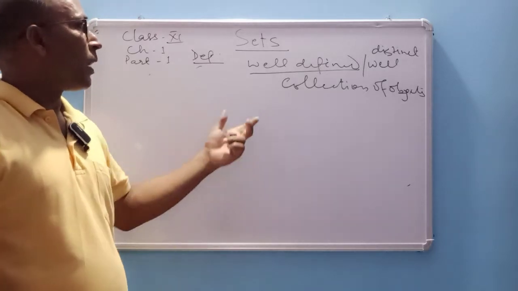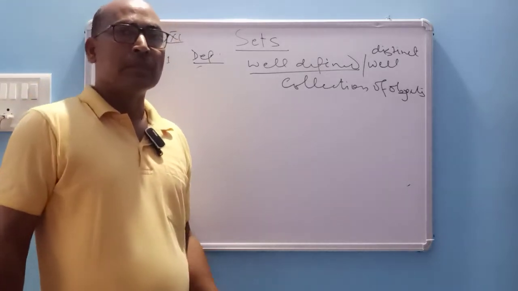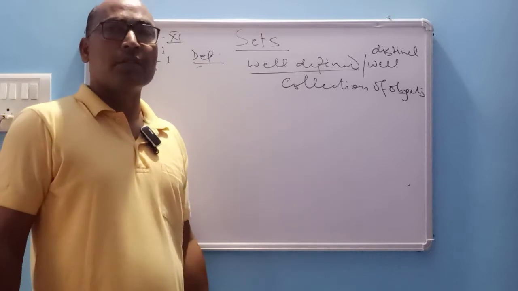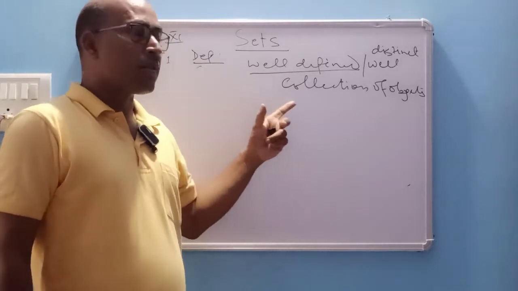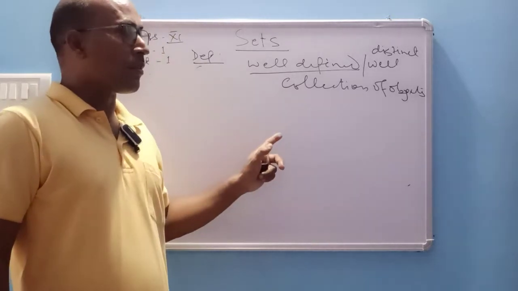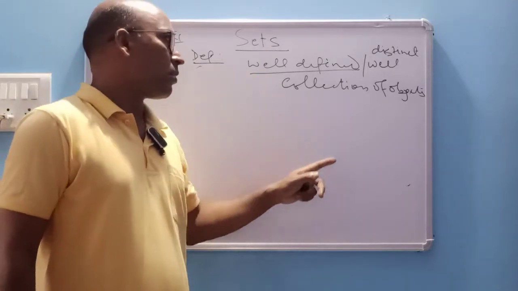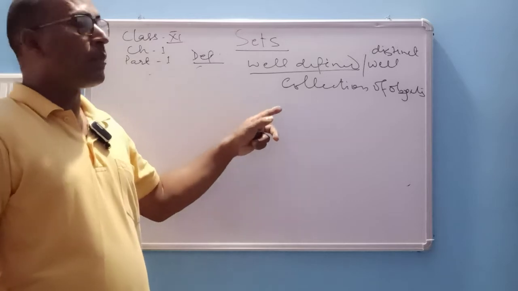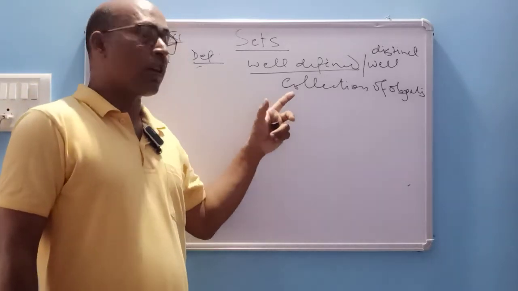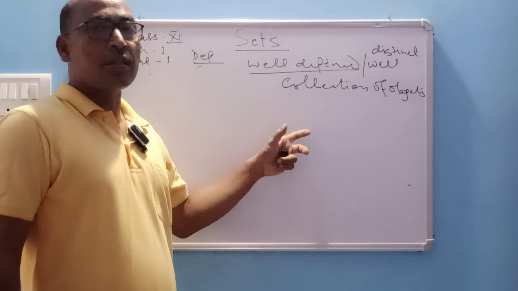So by well defined we mean that given a particular object, we can say with certainty, without any ambiguity or without any doubt, that the given particular object belongs to that set or not.